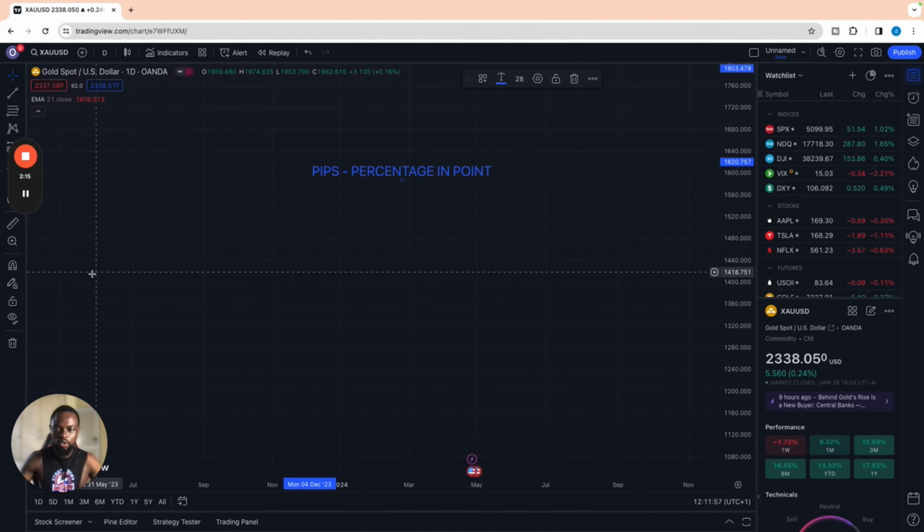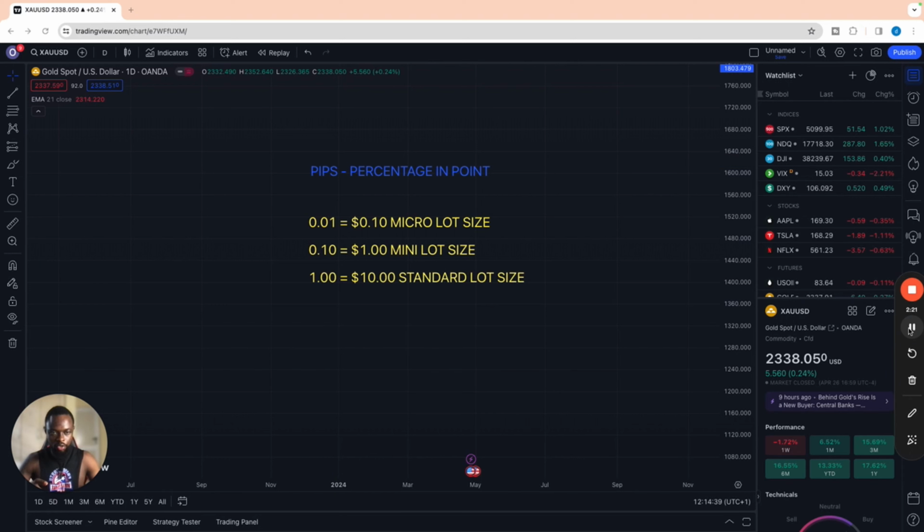So we're about to go into learning how to calculate this. Stay with me as I take you further. Understanding the lot size is very easy and very simple, right? So over here you can see we have 0.01, which represents 10 cents, which is the micro lot size, and we have 0.10, which represents $1, which represents the mini lot size, and we have 1.00, which is $10, which represents the standard lot size.